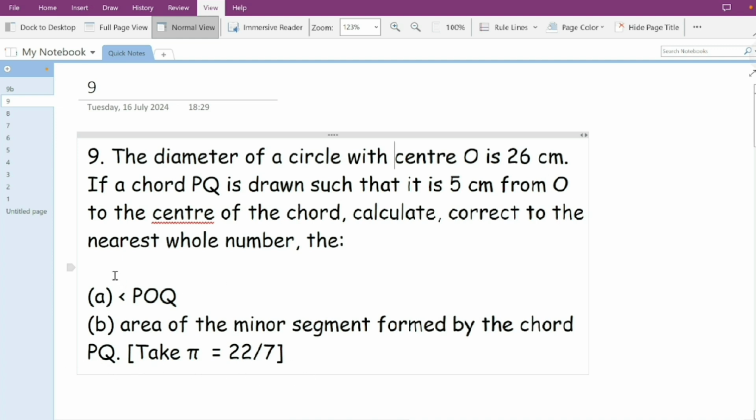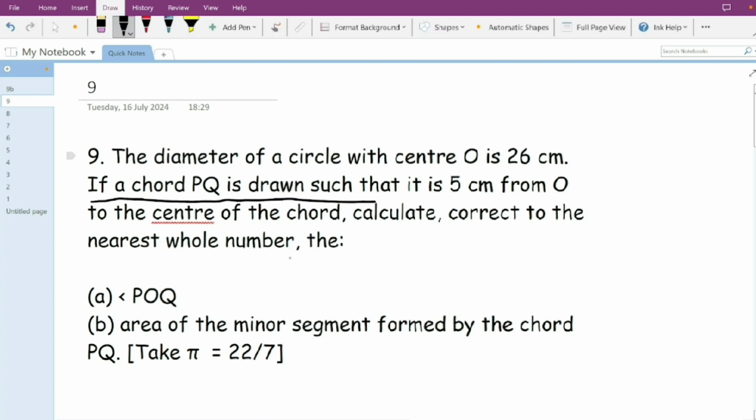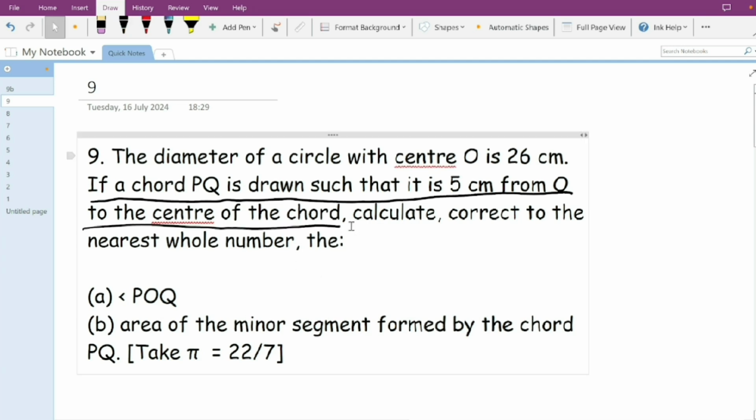Now there's one thing I want you to note here. If a chord PQ is drawn such that it is 5 centimeters from O, the center, to the center of the chord, this is telling you something. So let us mark it out. In the course of solving this question, we'll see what this means.